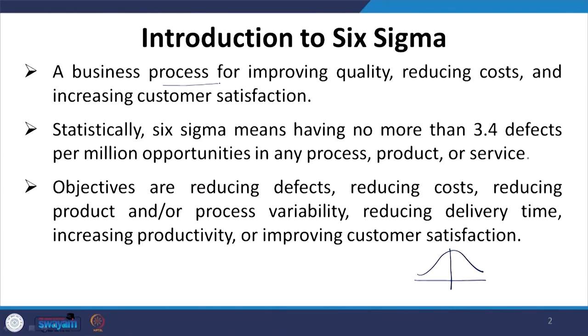A business process for improving quality, reducing cost and increasing customer satisfaction uses Six Sigma. All these three things can be simultaneously fulfilled because the idea of Six Sigma is reducing variation. If you are able to deliver consistently the same level of quality, it will increase customer satisfaction. If you are able to consistently reduce the wastage in your production process, that will reduce the cost of your production process. Again, it will help in either getting more profit or reducing the price.